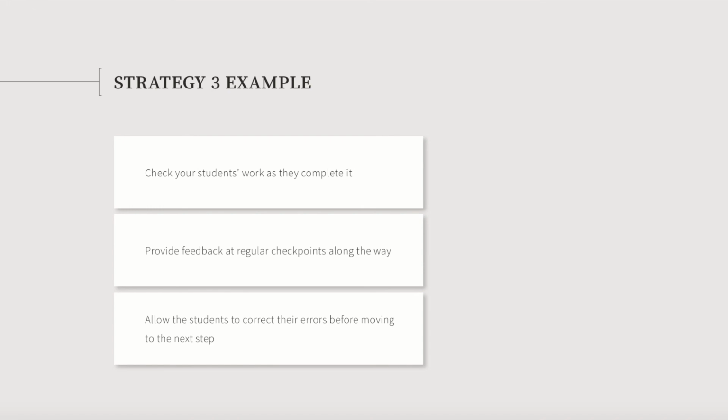Instead, while your students are working on solving equations, walk around and check their work as they complete it. If a student makes an error, make an effort to correct it right away. Point out their mistake, explain what they did wrong, and allow them to fix it. The student will be much more successful because the correction was made immediately.